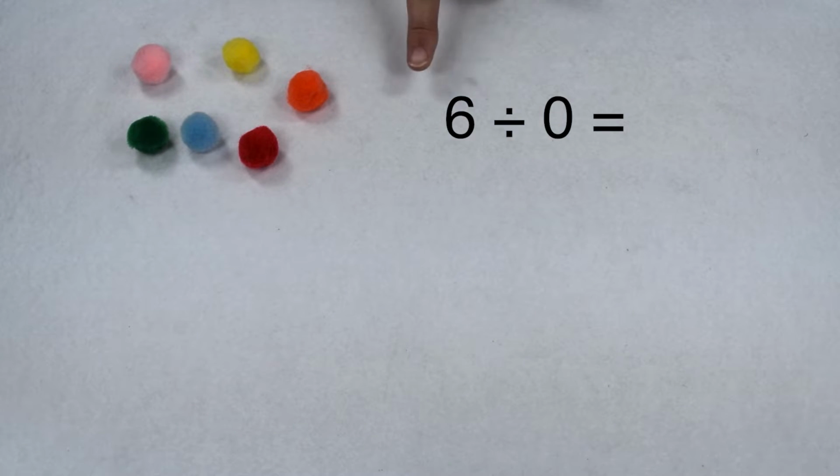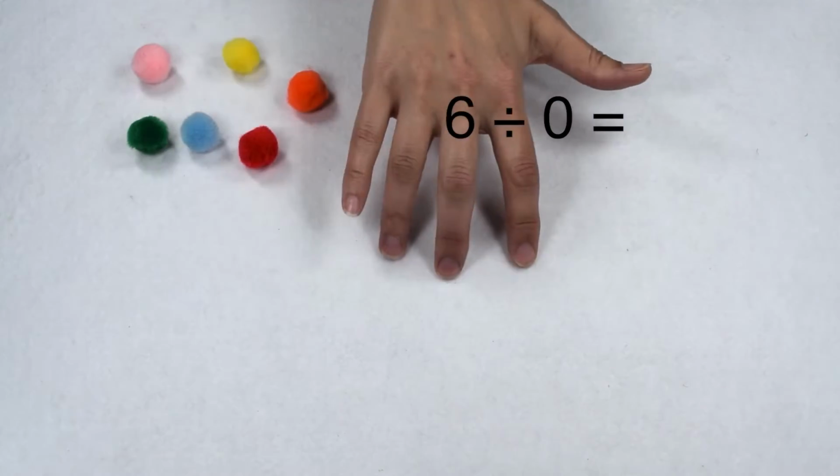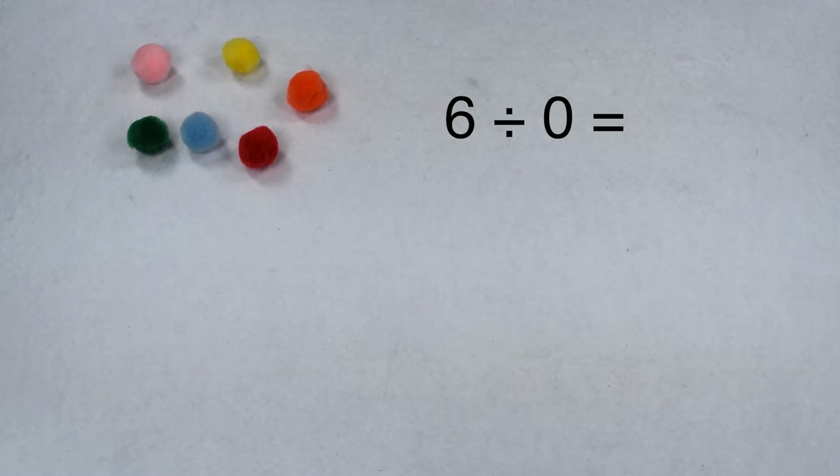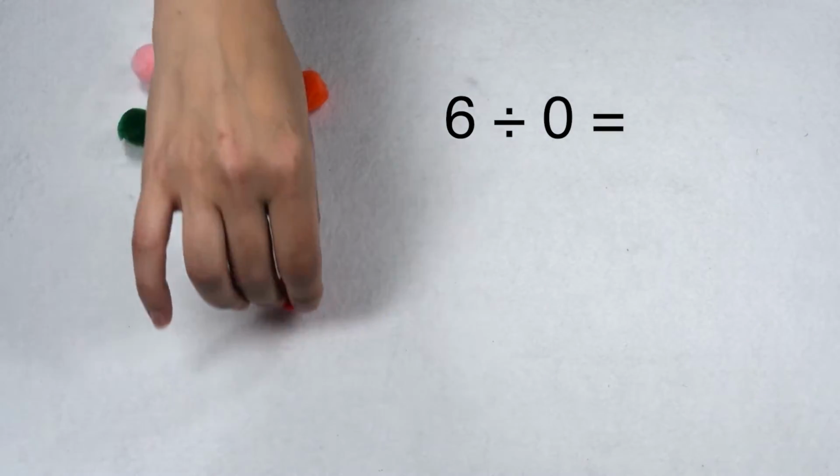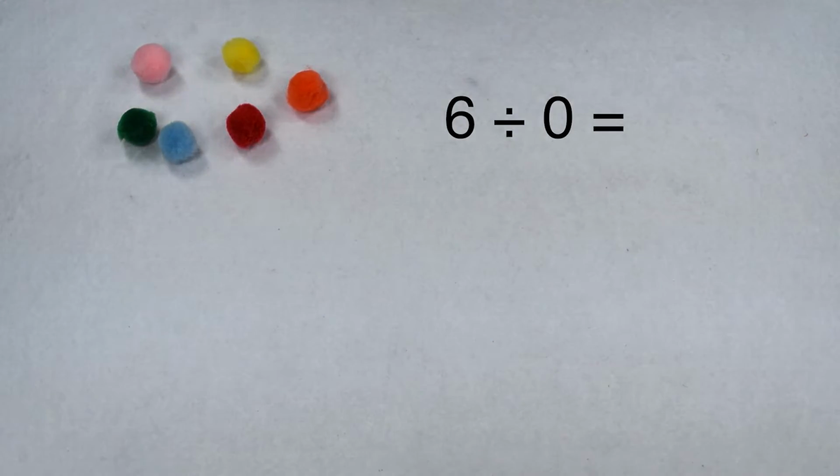This means we are solving 6 divided by 0. 6 is my dividend, 0 is our divisor. So I want to put these 6 items into 0 groups. Well, if I have 0 groups, that means I don't have any groups. So I can't move my items into groups if I don't actually have any groups.